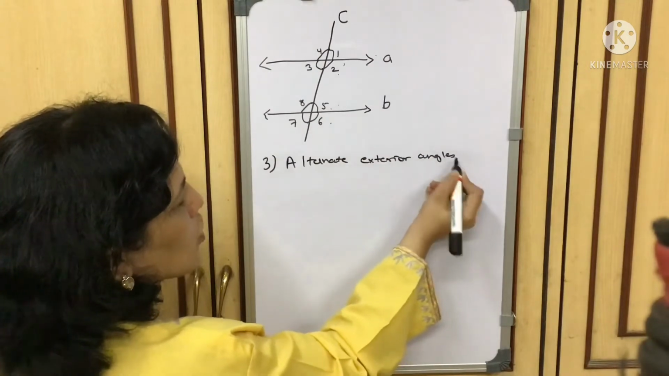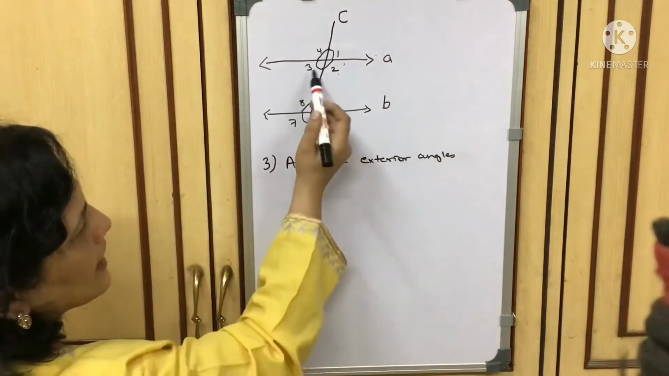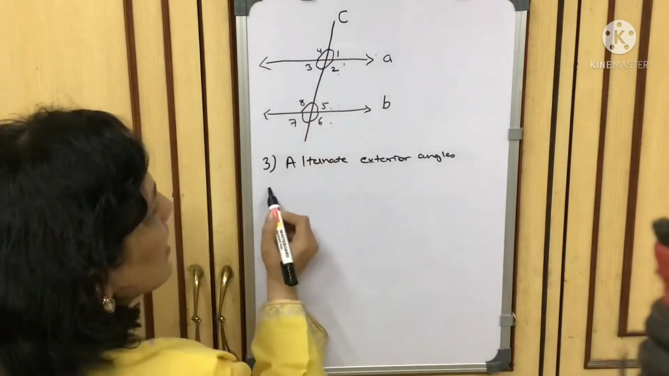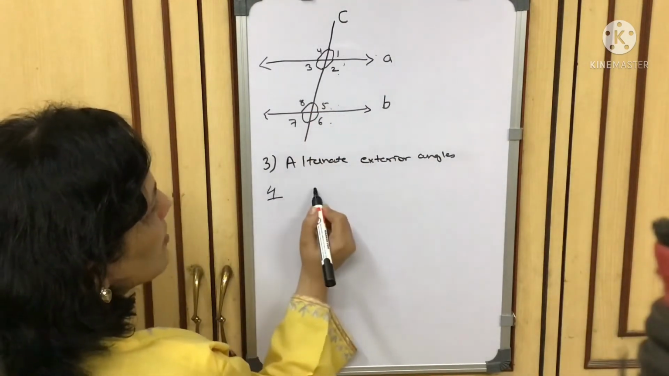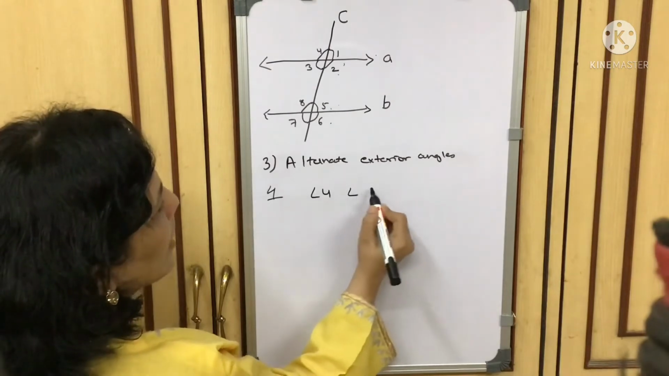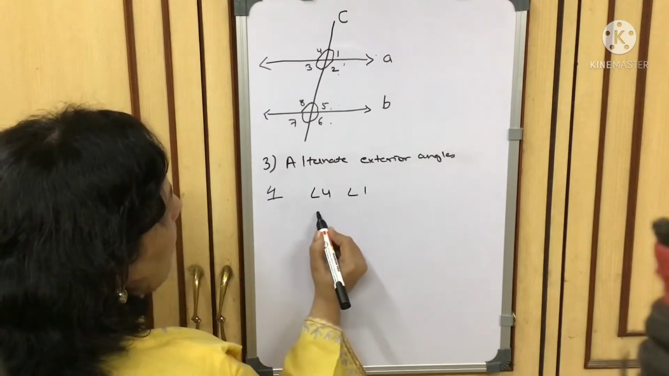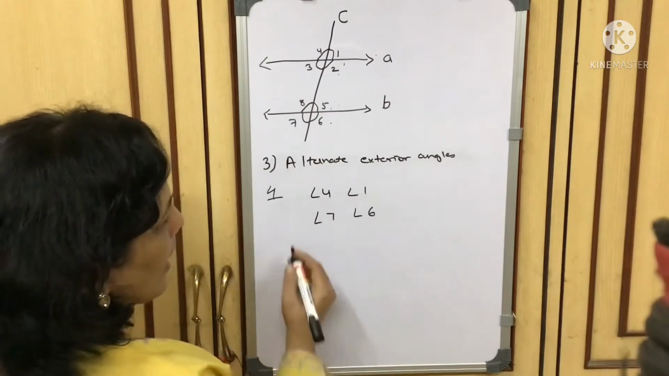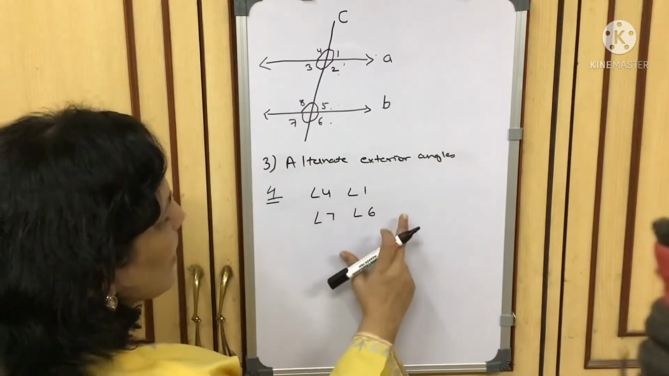Okay? So now when we say interior angles, I said they were inside the parallel lines. So now what will be the four exterior angles? The four exterior angles will be angle 4, angle 1, angle 7 and angle 6. Okay? So these are the four exterior angles.